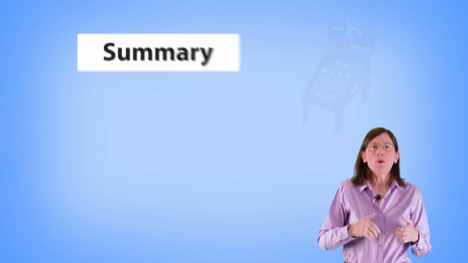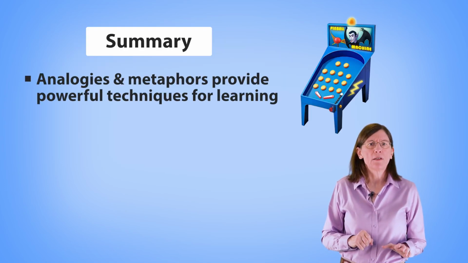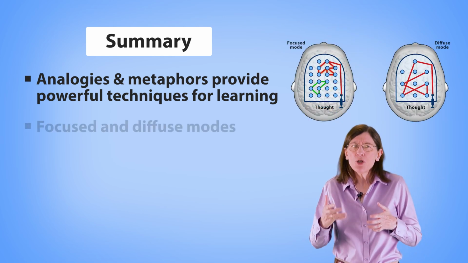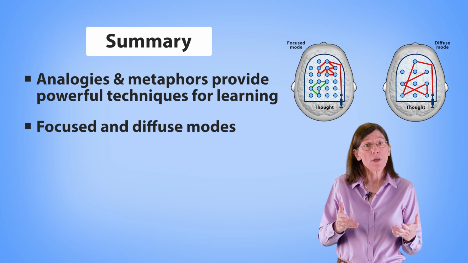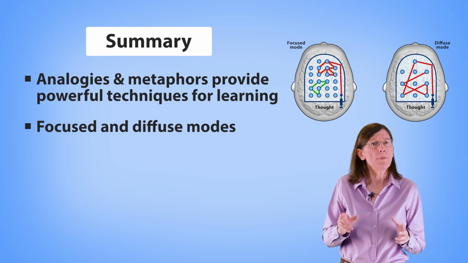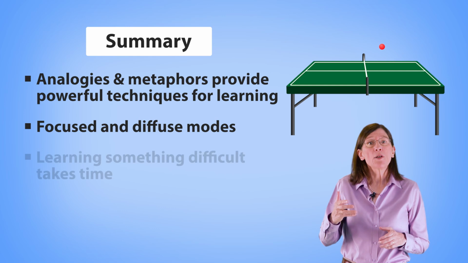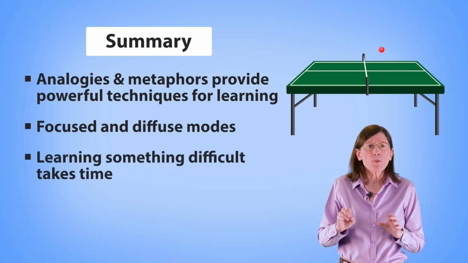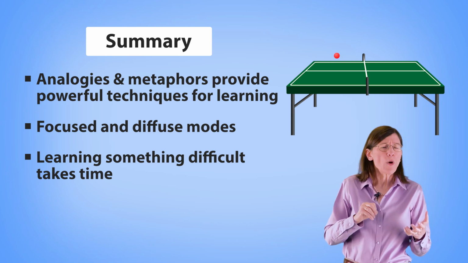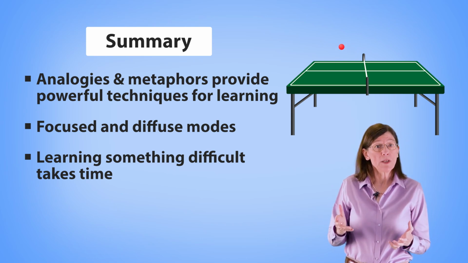In summary then, we also learned that analogies provide powerful techniques for learning. We learned about how the brain's two different thinking modes, focused and diffuse, each helps us learn, but in very different ways. And finally, we learned that learning something difficult can take time. Your brain needs to alternate its ways of learning as it grapples with and assimilates the new material.